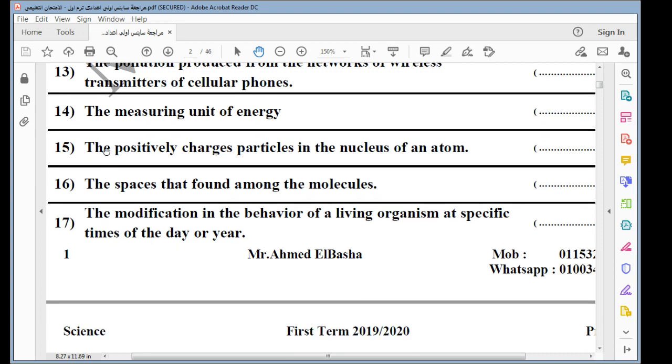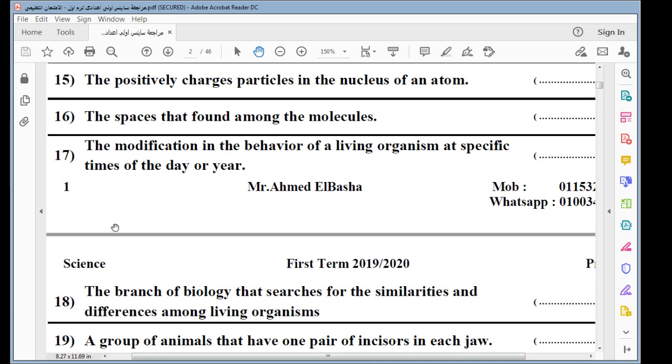Number 15. The positively charged particles in the nucleus of an atom. Of course, these are the protons. Number 16. The spaces that are found among the molecules. Of course, this is intermolecular space. Number 17. The modification in the behavior of a living organism at a specific time of the day or a year. Of course, this is behavioral adaptation.